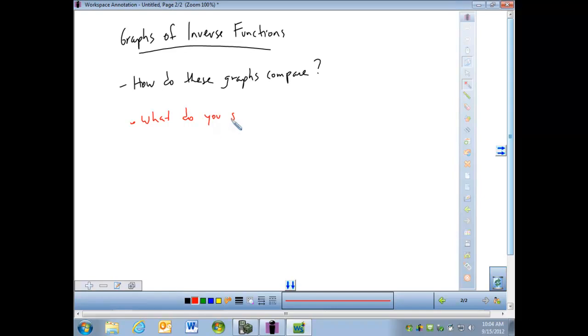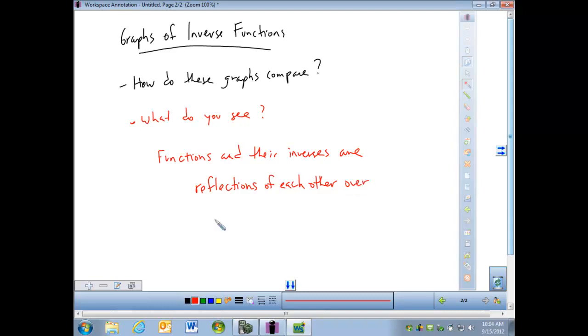So after all of that, I hope that what you see is that a function and its inverse function are reflections of each other over the line y equals x. Again, you could rewind this right now if you wanted to. Go back and look at those graphs again and see it for yourself. See that those are reflections over that 45-degree line, that diagonal line, y equals x.